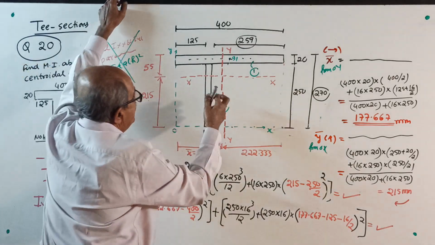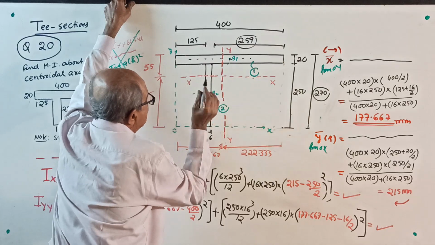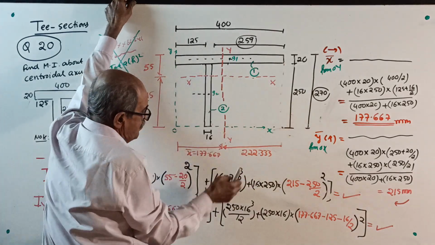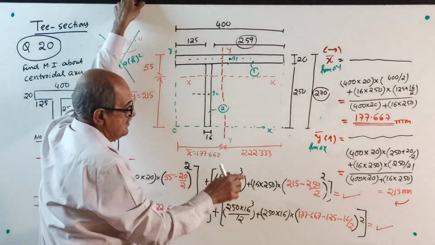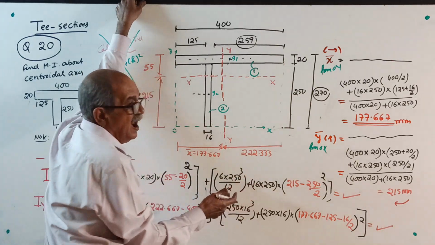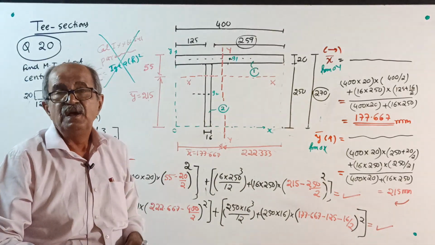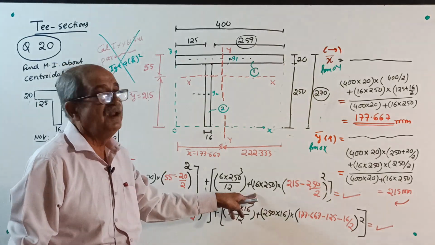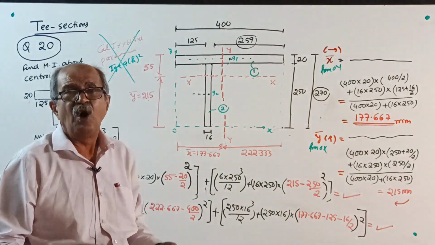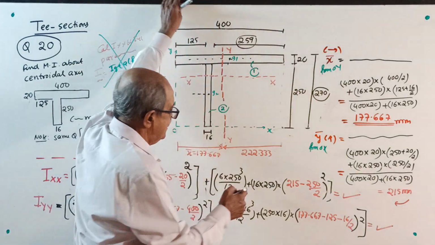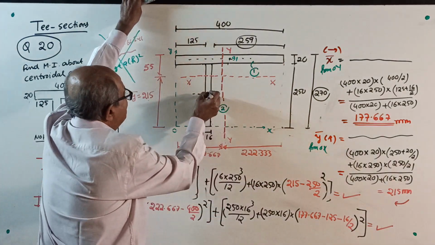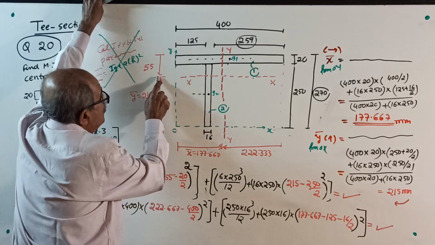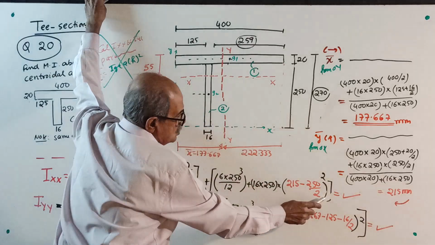Okay. Come to this figure. First about its own centroidal axis. 16 into 250 cube by 12 plus 16 into 250. Somebody asks, sir, how did you get it? Leave it. Don't come to my class. 16 into 250. Why? After so much explanation, by words I told: parallel side into perpendicular side cube by 12. If still doubt is there, you are not studying, not fit for structural engineering education. Sorry. Okay. Area into, see, from centroid to x-axis, this distance square is 215 minus 250 by 2 whole square.